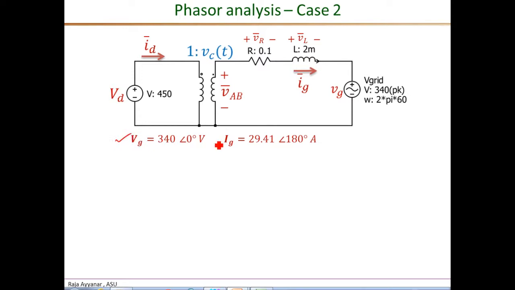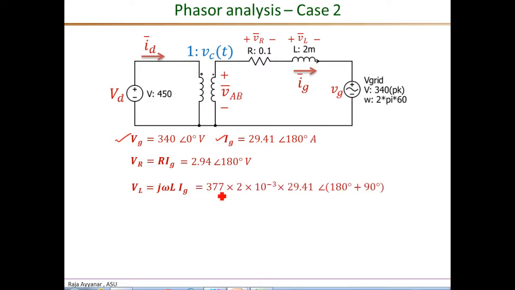So we have our VG reference phasor and the current phasor. So let's go ahead and calculate the other two voltage drops, the resistive and inductive drop. VR is R times IG, and R is just 0.1, so it's going to be just 0.1 times this value. So that's 2.94 angle 180 degrees, and VL is j omega L times IG, and omega is 377, L is 2 millihenry. The current magnitude is 29.41, and the angle would be the current angle, which is 180 degrees, plus a 90 degrees introduced by this term j.